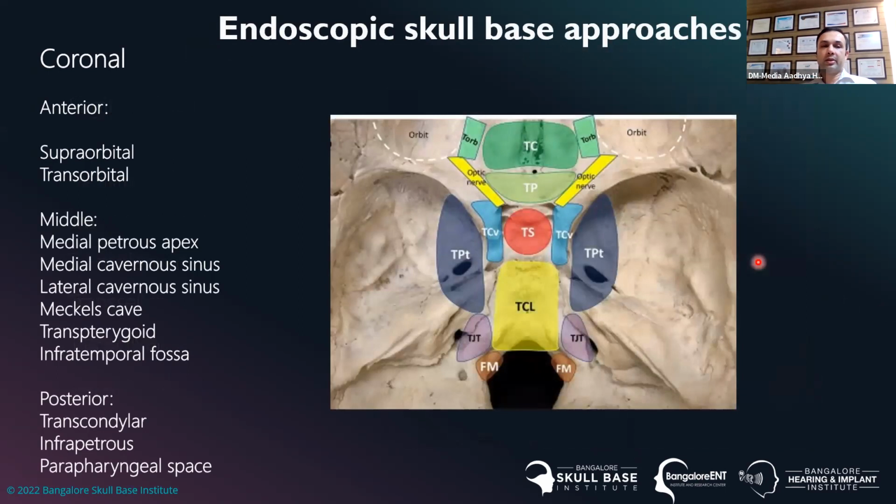When you go through that, you enter the posterior cranial fossa. Not only that, in the coronal plane there are also multiple approaches. You go through the orbit, and it becomes supraorbital and transorbital depending on where you go through it. In the middle, you have the petrous apex, the cavernous sinus, Meckel's cave, and the transpterygoid infratemporal fossa approaches, very closely related to the pterygoid plates. Then posteriorly, you have the transcondylar, infrapetrous, and parapharyngeal space approaches. So there is a wide variety of approaches to access a lot of areas which harbor a lot of pathologies. These skull base approaches can be employed in the treatment of various skull base disorders.